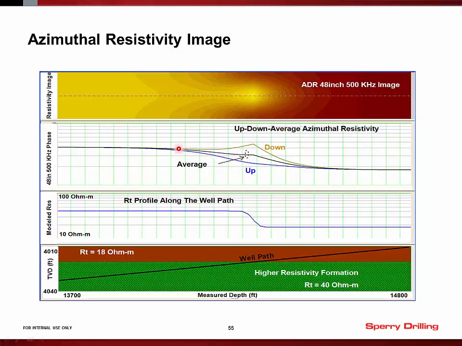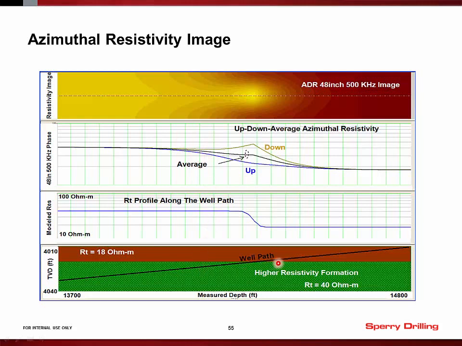So you can see that separation starts way back here before we actually reach the boundary. So in this area here, where the separation is increasing, you can see that and you can react to it and potentially steer the well away from the boundary based on that information.